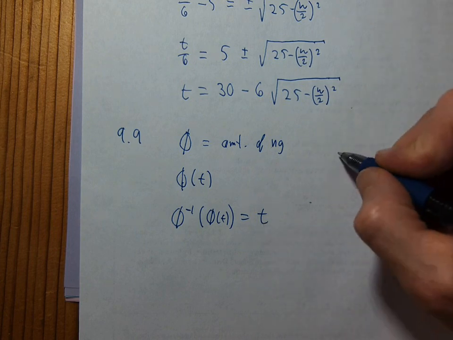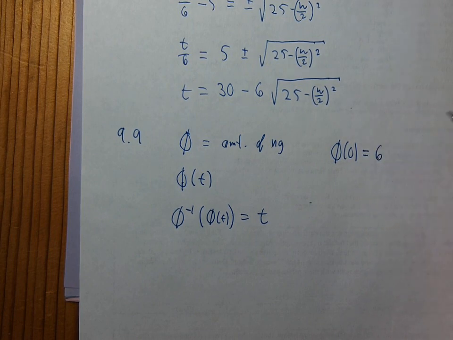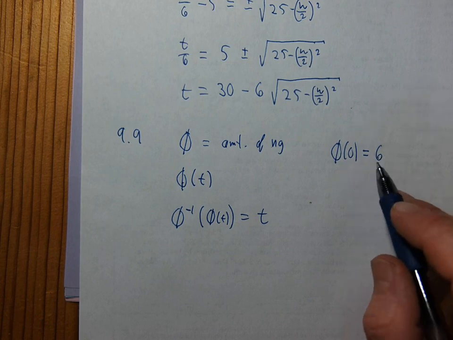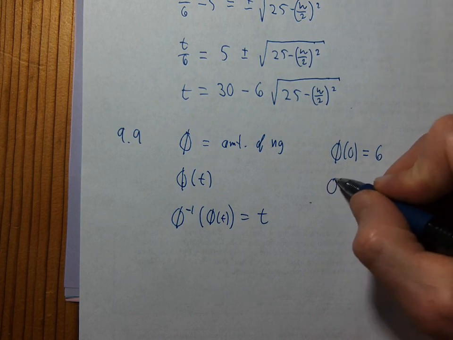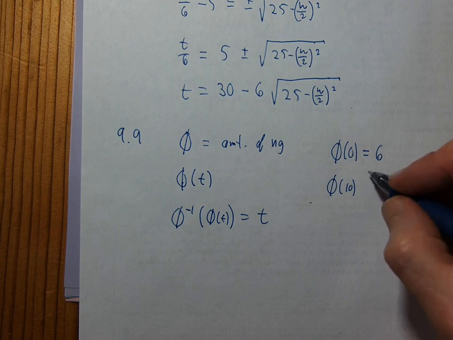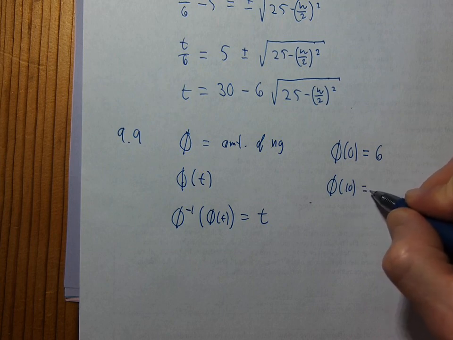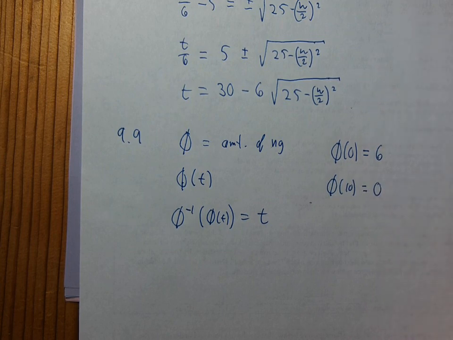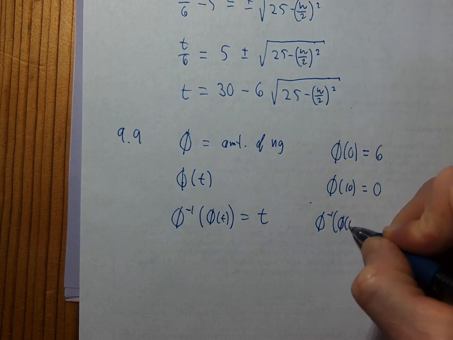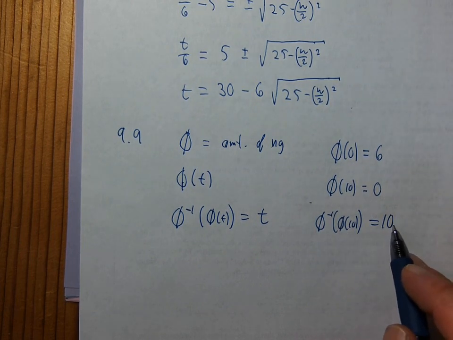They give examples like phi of 0 is equal to 6. So at time 0 there's 6 nanograms, and then at time 1 there's 5, and it keeps going down until finally at phi of 10 nanoseconds, there's 0 left. It's all gone. So if we take the inverse of phi of 10, that's just equal to 10. The inverse function cancels out the function, and we're left with what's in the parentheses.